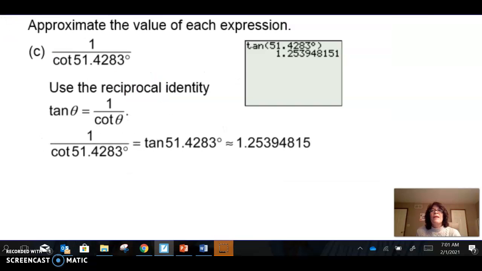All right. So, for example, here's a question. Approximate the value of 1 over the cotangent. Well, heck. 1 over the cotangent is the tangent. So all I have to do is find the tangent of 51.4283 degrees. And that's the answer. Okay? So just understand how these reciprocal functions work and how to apply them in the calculator. All right?